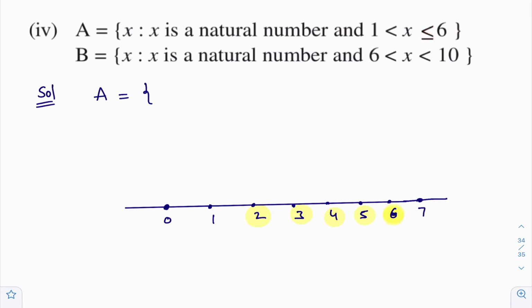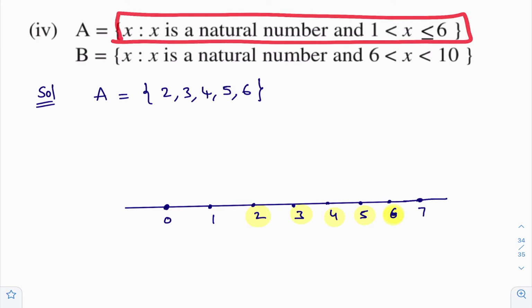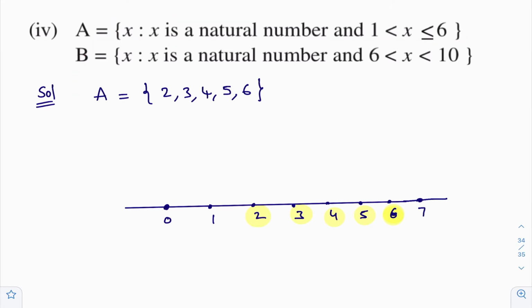So what is set A here? Set A is 2, 3, 4, 5, 6. You observe here I have not taken 1. In case the less than or equal to symbol was there, then we need to write 1 also. But as per the question, strictly less than is there now, so we won't consider 1 even though it is a natural number. I hope you understand clearly how to write set A. They gave set A in set builder form, I have written this set in roster form. Okay. Now set B. What is set B?